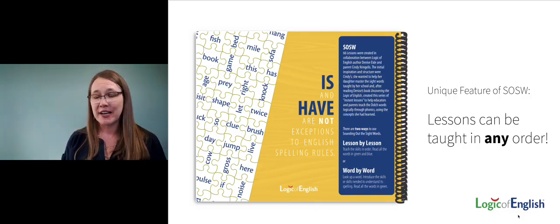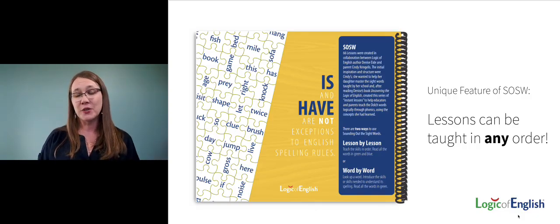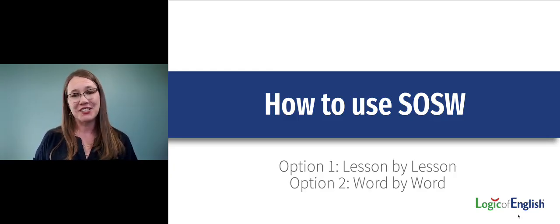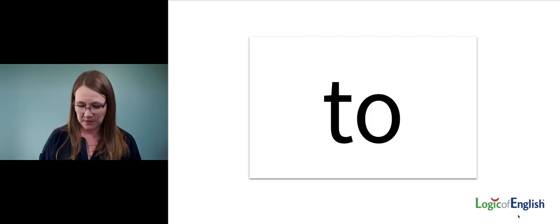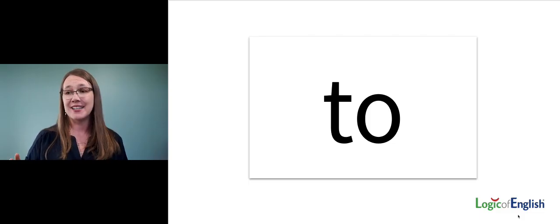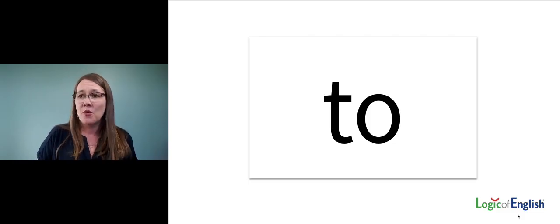So far in our training, we've been learning that you can teach lesson by lesson. In this part of the training, we're going to show you how you can teach lessons in any order or word by word. So the first option is lesson by lesson. The second option is word by word. So let's say I came across the word to, and students were asking me, how do I spell this word? Or why is it read this way?